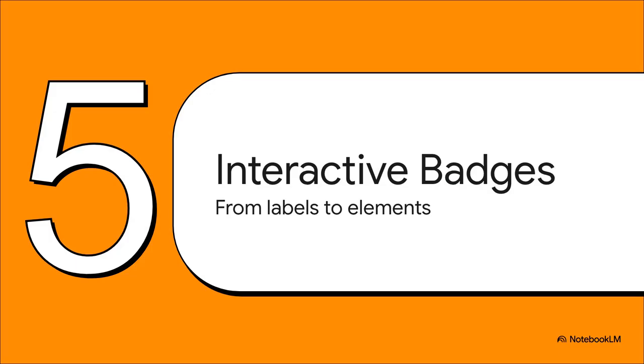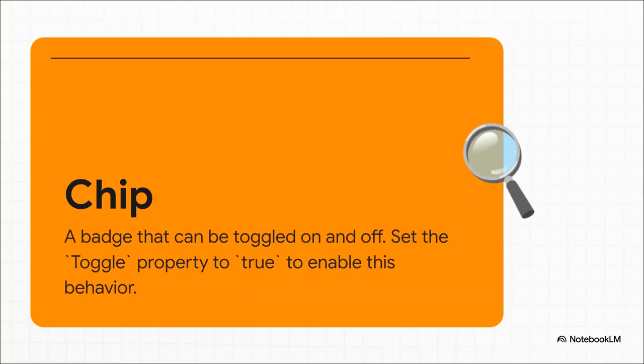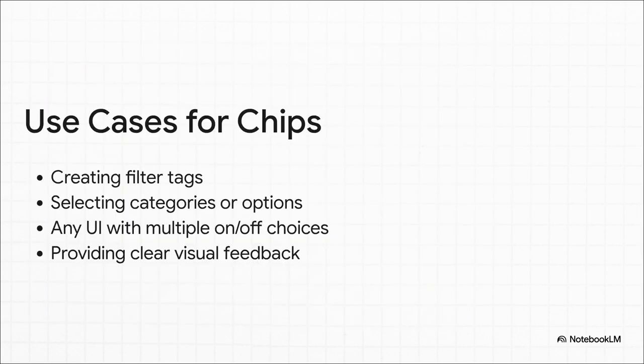Okay, this is where the B4XDaisyBadge goes from being just a simple display element to a fully interactive part of your app's user experience. We're about to make these badges do things. So, just by enabling a single property, toggle, you can transform a standard badge into a chip. And what's a chip? It's a stateful, clickable element that remembers if it's on or off. You can think of it like a really stylish, compact checkbox. This is absolutely perfect for creating filter tags or selecting categories, or really any UI where you need multiple, independent on or off choices. They give really clear visual feedback to the user about what's been selected.